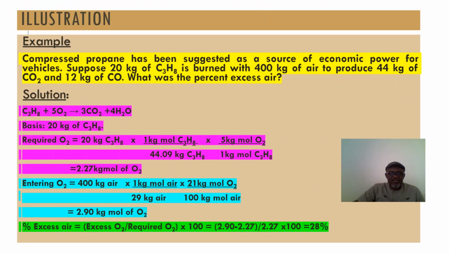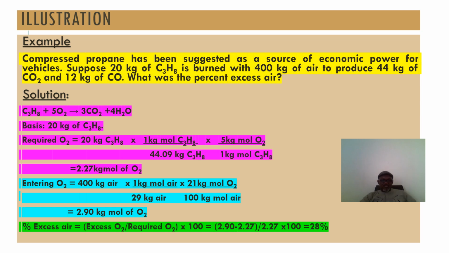Now look at an illustration. Compressed propane has been suggested as a source of power for vehicles. Suppose 20 kg of propane is burned with 400 kg of air to produce 44 kg of CO2 and 12 kg of CO. What was the percent excess air? So that's the equation. Propane is burnt in oxygen to give CO2 and water. Now the basis is 20 kg of propane, and that's what is given.